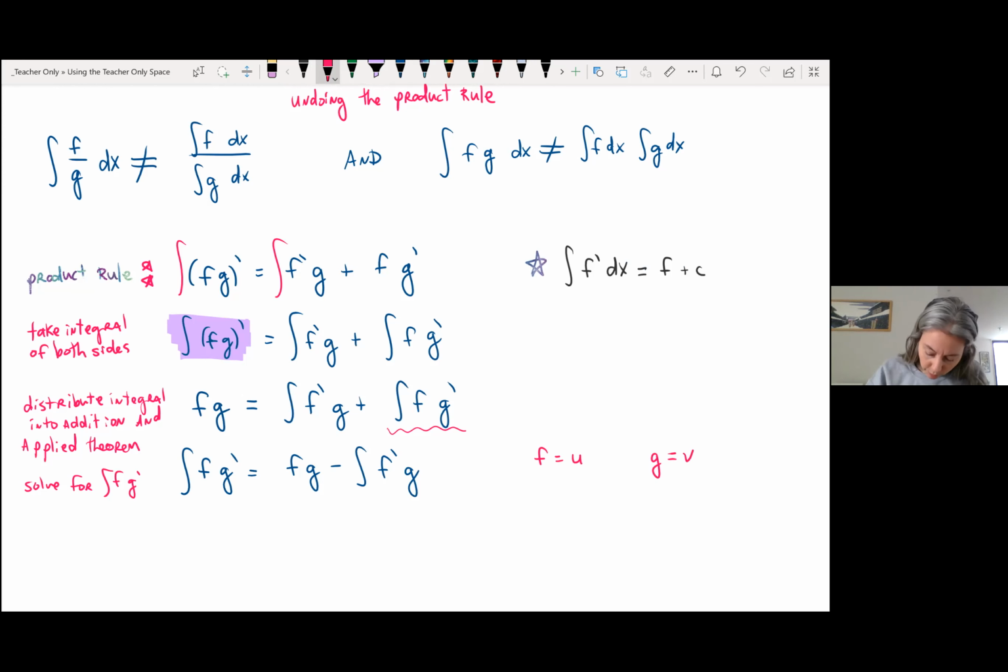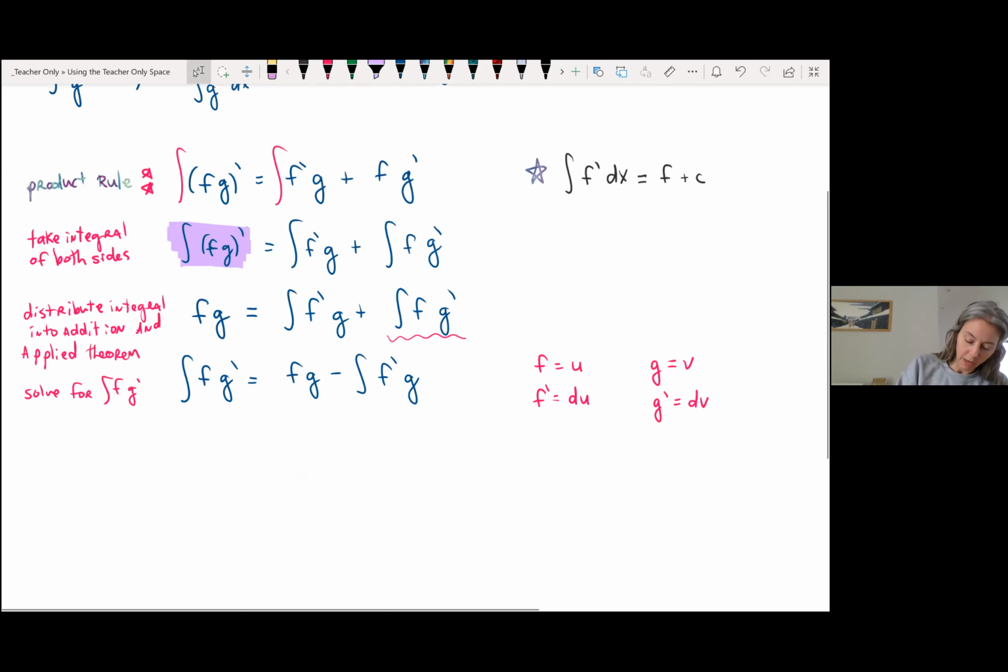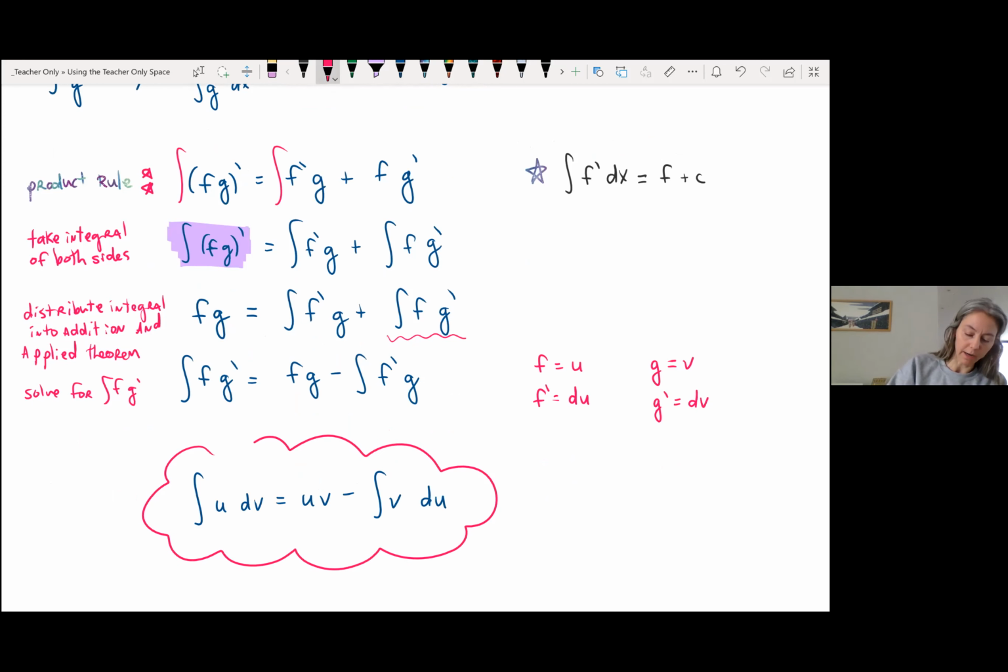So when we're taking the derivatives, we're going to think about it how we were thinking about it more with substitution. So f prime is du and g prime is dv. So then I'm going to rewrite this formula in terms of that u and v. So this would give me u dv is equal to uv minus the integral of v du. And this right here is actually our integration by parts formula.